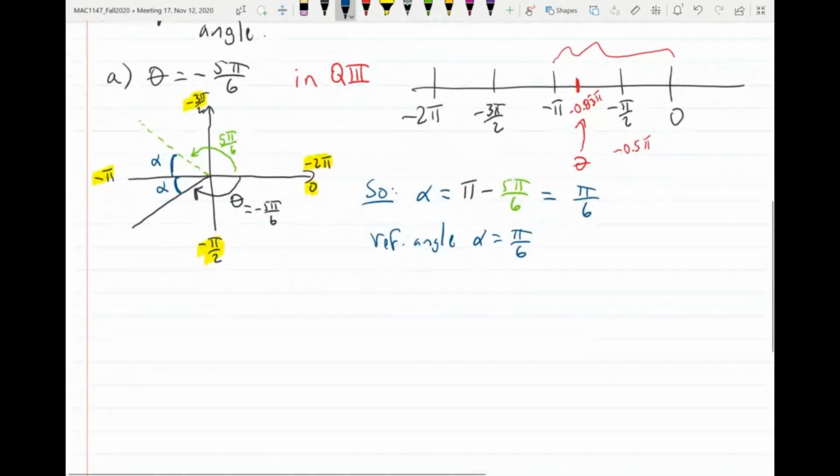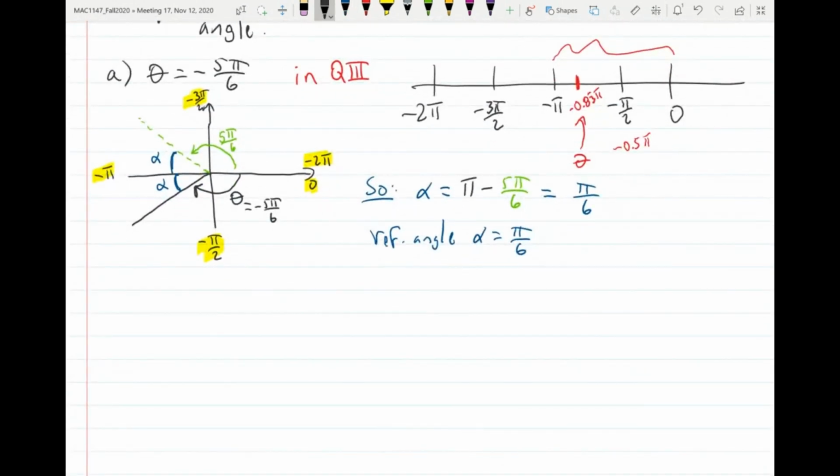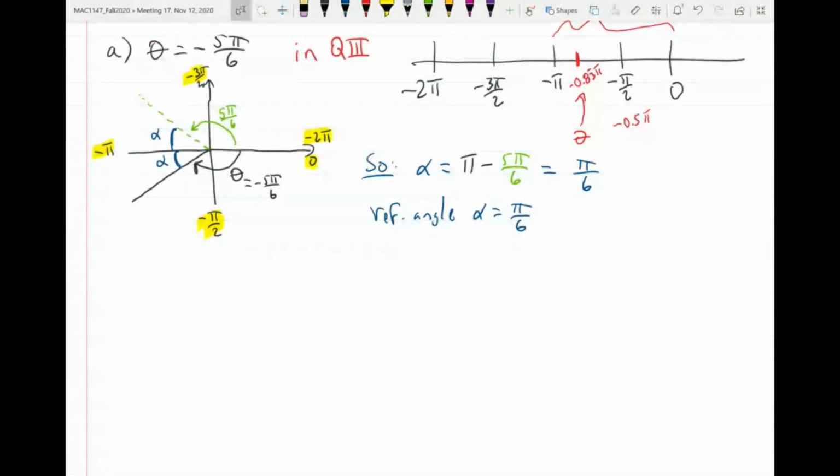All right, so now that we have the reference angle, then we can find everything. Notice that pi over 6 is one of our basic, special angles that we need to know all the values for. So we don't need a calculator to answer this question, so we can do everything.